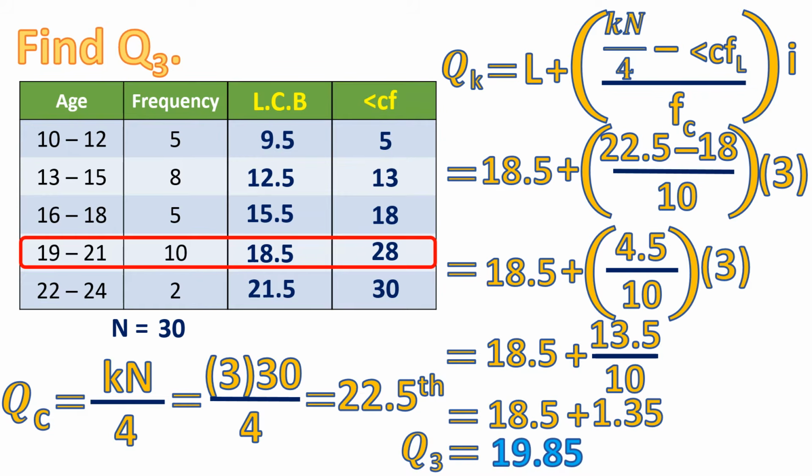So this means 75%. Quartile 3 means 75%. 75% of the data is lesser than 19.85. So this also means 75% of the participants are having an age of around 19.8, lesser than 19.85 years old. So that's the meaning of third quartile.